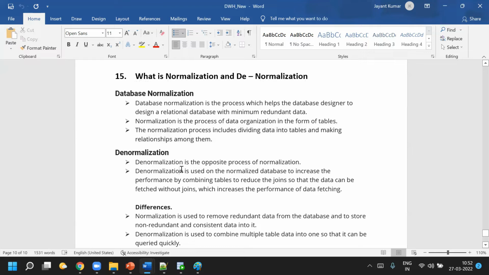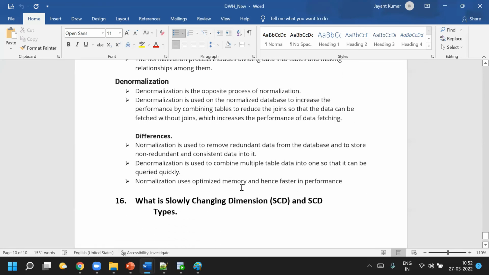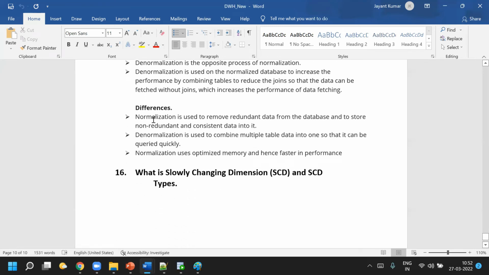Denormalization is the opposite process of normalization. Denormalization is used on the normalized database to increase performance by combining tables to reduce joins, so that the data can be fetched without joins. You can directly fetch the data. Differences: normalization is used to remove redundant data from the database and to store non-redundant and consistent data. Denormalization is used to combine multiple table data into one so that it can be queried quickly. Normalization uses optimized memory and hence is faster in process. So this is the definition.